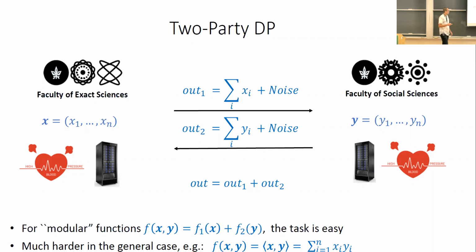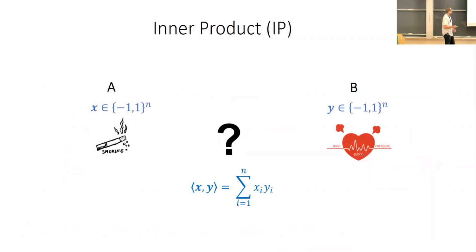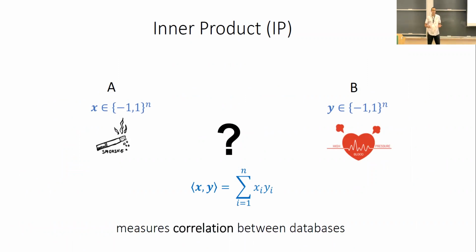Okay? So the inner product is a very important, fundamental two-party functionality because it measures correlation between databases. So suppose that A holds a database of some population, whether they are smokers or not. Let's say 1 is a smoker and -1 is not a smoker. And B holds the information about this population's high blood pressure. So estimating the inner product between X and Y is basically estimating whether there is a correlation between smoking and high blood pressure.